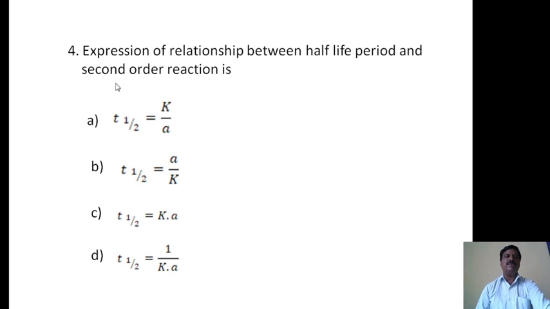Now the answer for this question is option D, that is t half is equal to 1 divided by K into A. After deriving, the half-life period of a second order reaction is equal to 1 divided by K into A. This is the correct answer. Therefore, option D is the right answer for the fourth question, the expression of the relationship between half-life period and a second order reaction.